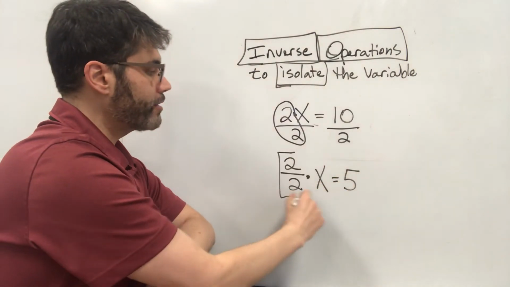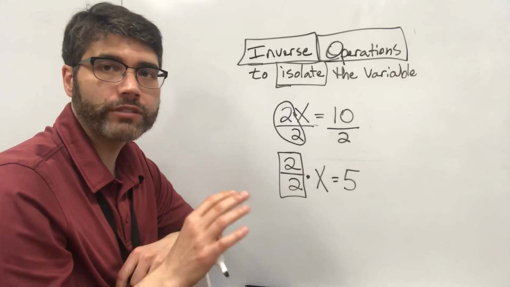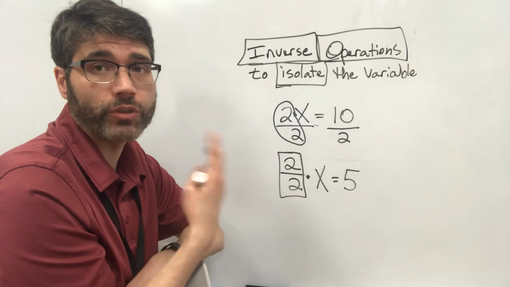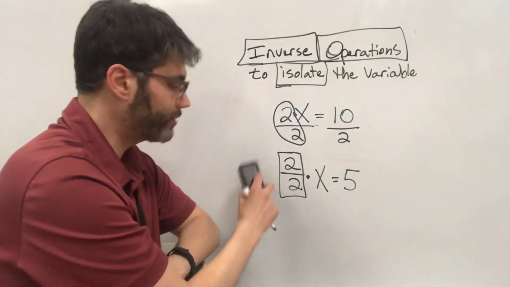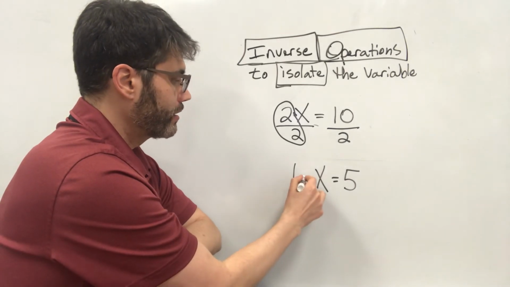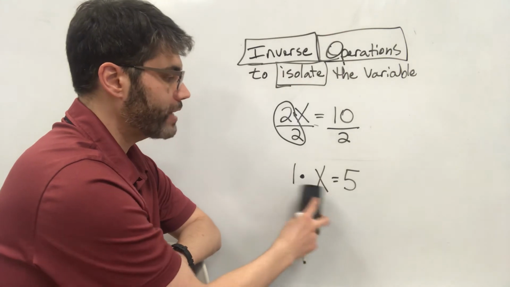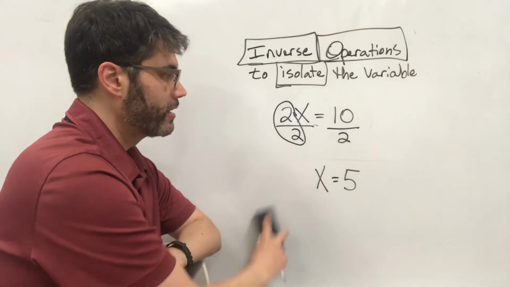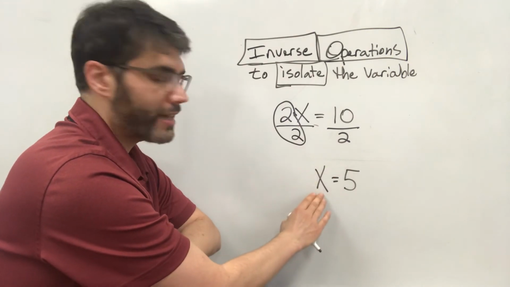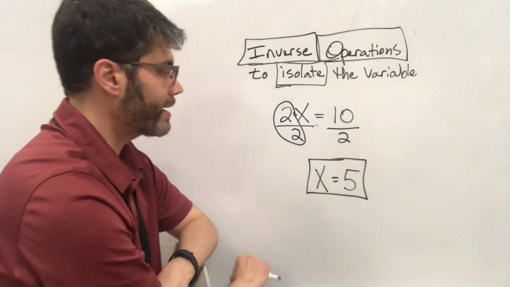Any number over itself is equivalent to 1. Okay, so 2 over 2 is equal to 1. 10 over 10 is equal to 1. So 2 over 2 is equal to 1. So this is the same thing as 1 right here. Now 1 times x is the same thing as just x, because 1 times anything is that anything. So now I get x equals 5. I have completely isolated this x. There's nothing next to it at all. It is just by itself, so x equals 5.